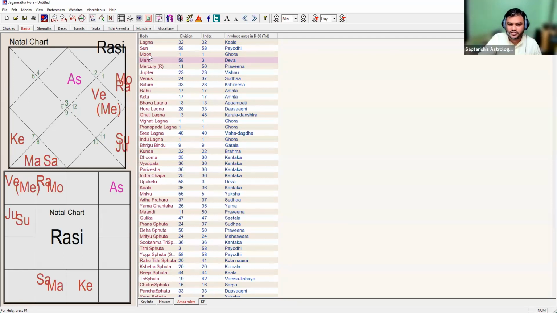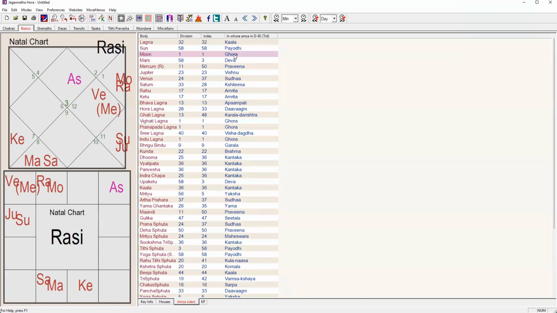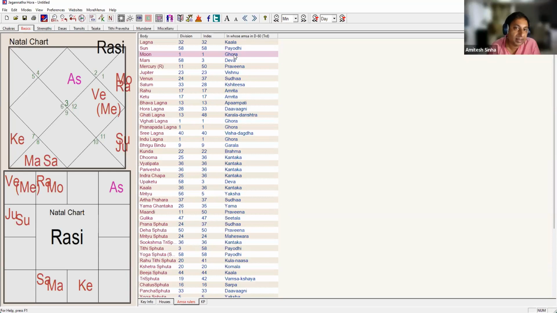Now one more interesting thing is this Moon. Moon is in Ghora Amsha. Ghora Amsha is again a malefic Amsha. What is the meaning of Ghora? Severe, yeah. Severe or fear or something intense. Horrible, catastrophic.